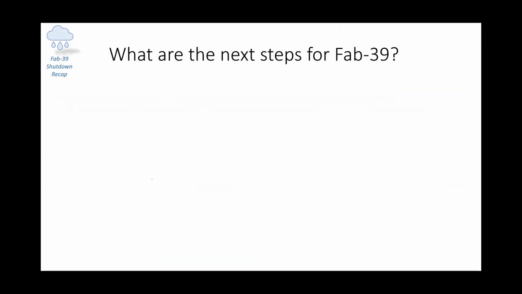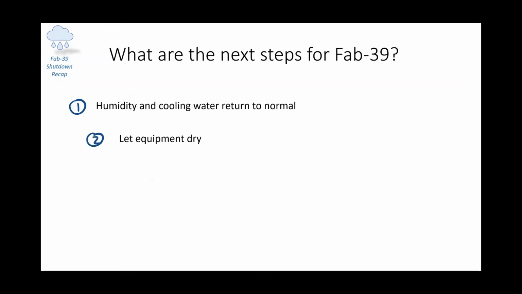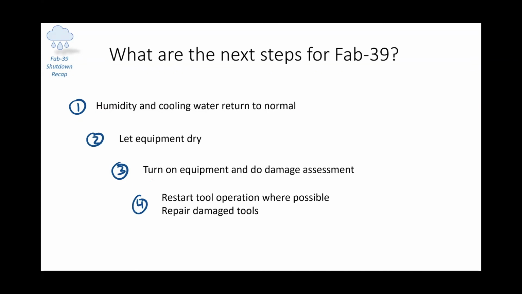So what does it mean for 39 going forward? Humidity and cooling water are now returning to normal. We'll let the equipment dry, turn it on, figure out what's broken, restart those tools where it's possible, and then repair the damaged tools. All of that obviously adds additional work, additional detours, and additional delays, right? We're at this point roughly here. We're going to wait for things to dry. Some equipment is already on. Others may take a few days, depends on the tool and the severity and the assessment. And then hopefully next week we can start: tools that are good, they're on, the others need to be repaired.